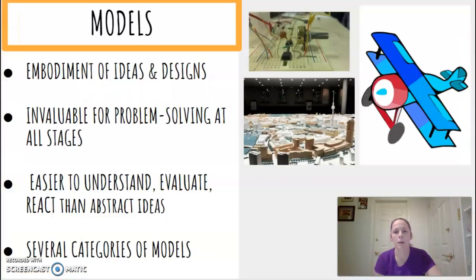Let's first begin with models themselves. They're the embodiment of ideas and designs. I have a few examples over here. They are invaluable for problem solving at all stages of the engineering design process, and they're easier to understand, evaluate, and react to than abstract ideas. They're tangible. Then there's also several categories of models, proof of concept being the first one here.